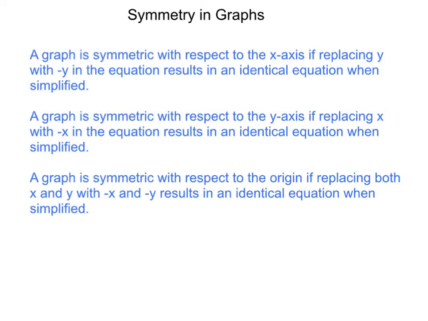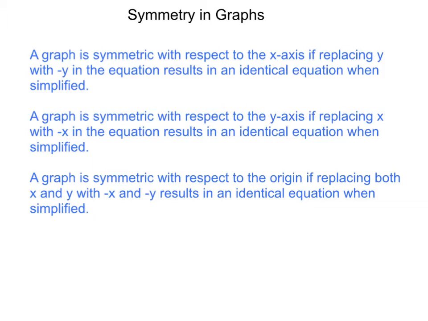The tests for these are all pretty similar to one another, so I figured I would just mention those now. The first statement is that a graph is symmetric with respect to the x-axis if replacing any y in the equation with negative y will result in an identical equation when simplified. Realistically, you're swapping y out for negative y and seeing if it leaves the equation unchanged.